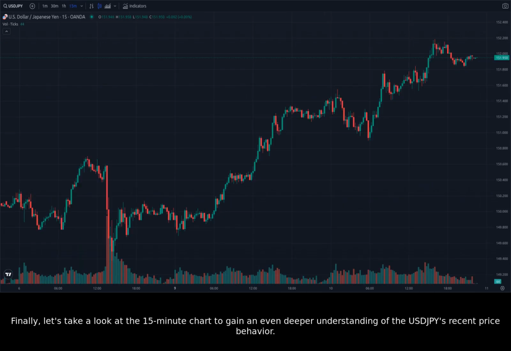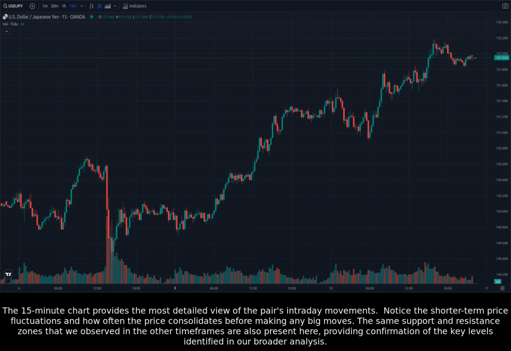Finally, let's take a look at the 15-minute chart to gain an even deeper understanding of the USDJPY's recent price behavior. The 15-minute chart provides the most detailed view of the pair's intraday movements. Notice the shorter-term price fluctuations and how often the price consolidates before making any big moves. The same support and resistance zones that we observed in the other timeframes are also present here, providing confirmation of the key levels identified in our broader analysis.